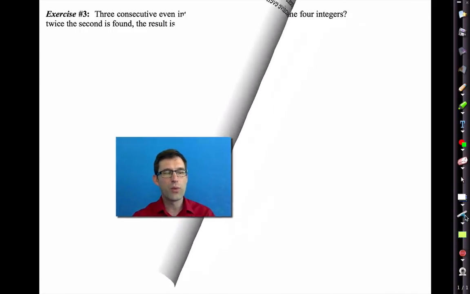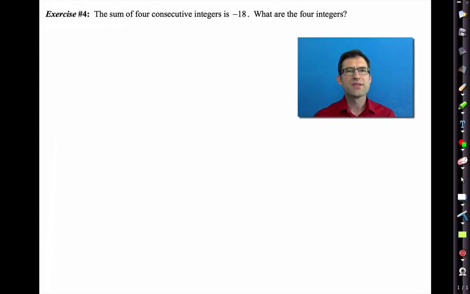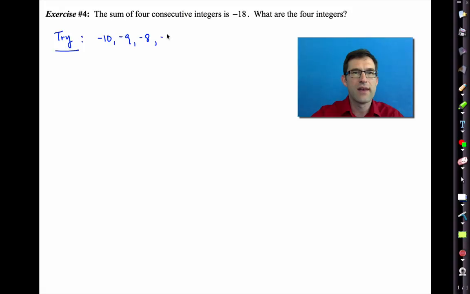All right, let's do one more problem. The sum of 4 consecutive integers is negative 18. What are the 4 integers? Well, their sum is negative 18. So I should probably try negative numbers. If I'm going to try this, let's try some negatives. So, I don't know, maybe I'll try negative 10, negative 9, negative 8, negative 7.